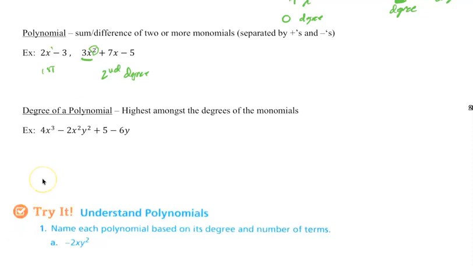Over here, we have to look at all of them. This has a degree of 3, a third. This has a degree of 4. This has a degree of 0. This has a degree of 1. So this is a 4th degree polynomial because the highest power we have is 4.